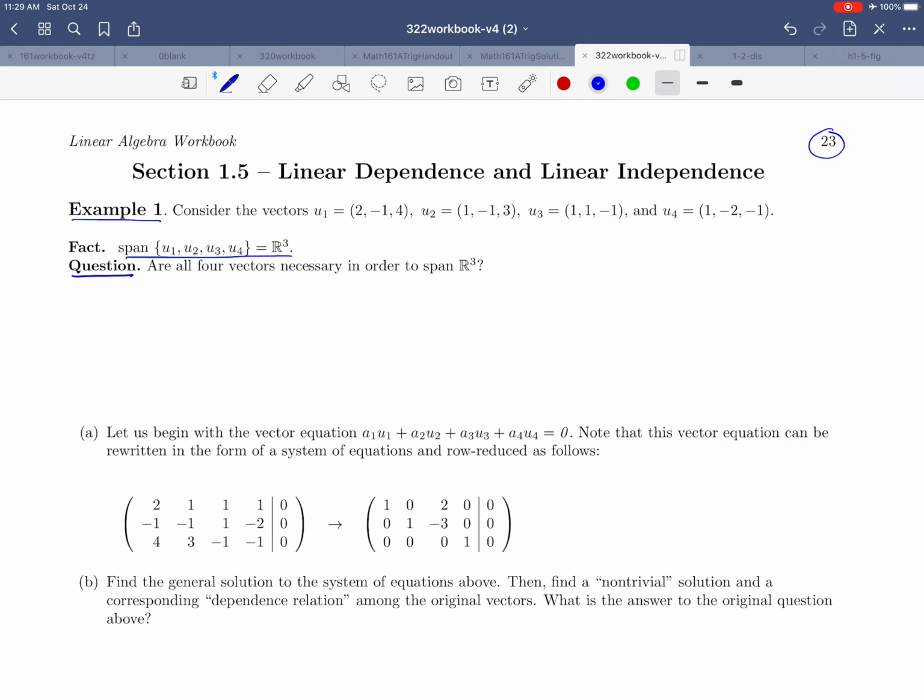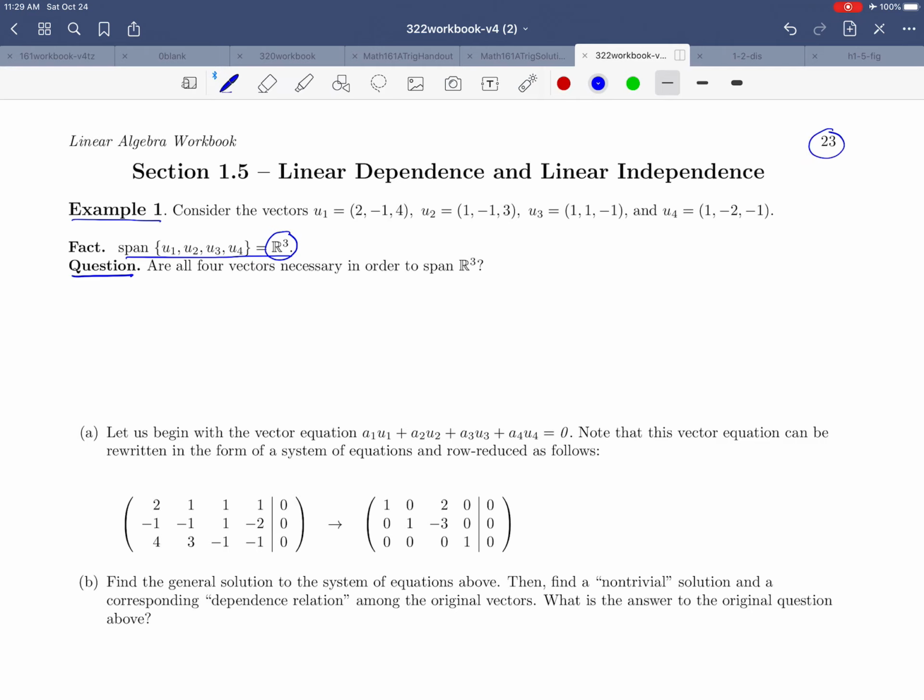I'd invite you to pause the video for a minute and ponder this question. What do you think the answer is? Do we need all four of these vectors, or could we get by with fewer to span R3? Hopefully you gave this question a little bit of thought. This might have led you back to things that you learned in previous linear algebra courses. Like you might remember hearing that R3 is a three-dimensional space, so maybe it's not necessary to have four vectors. Well, let's pursue this a little bit.